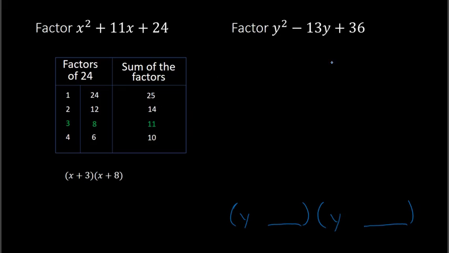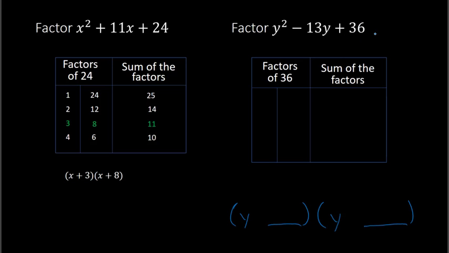So to determine that, I'm going to look at the number 36. And I see what numbers multiply to get 36. And then when I find those numbers, I need to add them to get to a 13. Well, actually, negative 13.